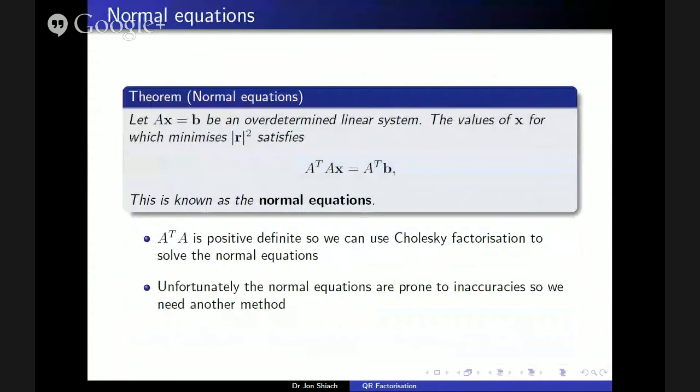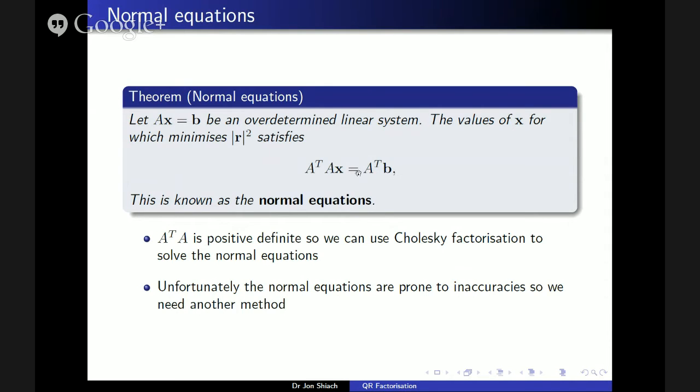Okay, one way we can do this is using the normal equations. I've mentioned this in the notes in a bit more detail using some calculus, but I'm going to sort of brush over it here. We're not that interested in the normal equations, but this is one approach. So if Ax equals b is an overdetermined system, the value of x which minimizes, I'm going to say, r squared, I know it's the norm of r squared, but just for brevity's sake, satisfies these equations.